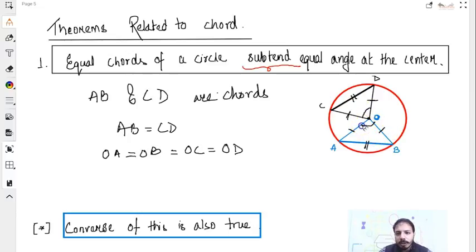If these two triangles are congruent, then angle AOB is equal to angle COD. In this way, I can prove that if I have two equal chords, they can lie anywhere in the circle, but they will subtend equal angles at the center. This is very, very useful. And the reverse is also true, or in other words, the converse of this is also true. That means if two chords subtend equal angles at the center, then both the chords are equal in length. We can prove that also in a similar way. I hope there is no doubt in this one.